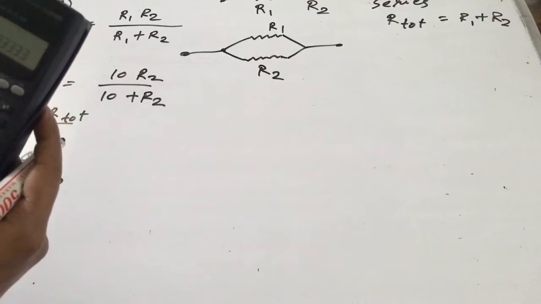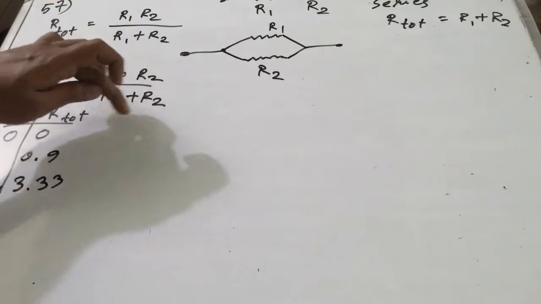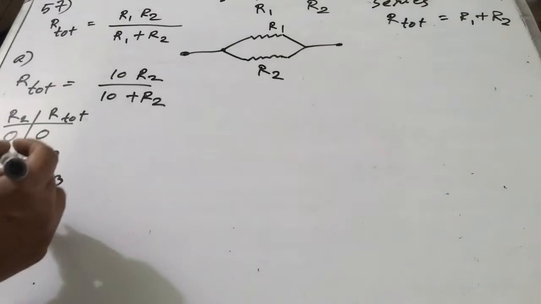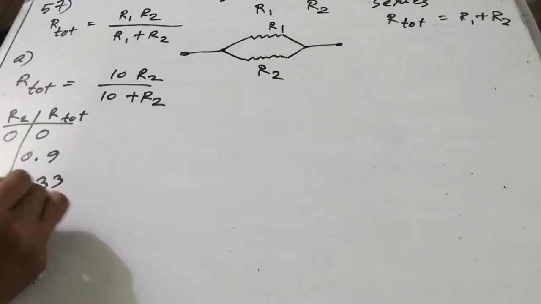Let's put, tell me any number. 10. Okay, let's put 10 here. So 10 into 10 equals 100. 100 divided by 10 plus 10 equals 20. So 100 divided by 20 means 5. So when we put 10, we get 5.